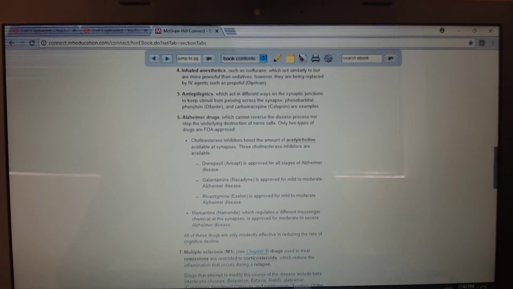Anti-epileptics act in different ways on the synaptic junctions to keep stimuli from passing across the synapse. Phenobarbital, phenytoin (Dilantin), and carbamazepine (Tegretol) are examples.